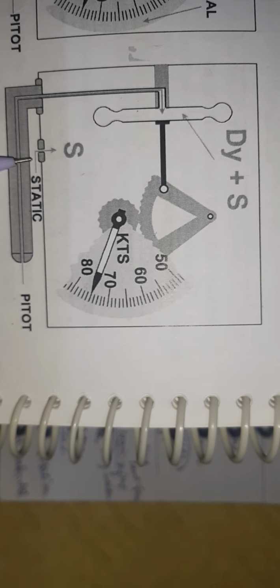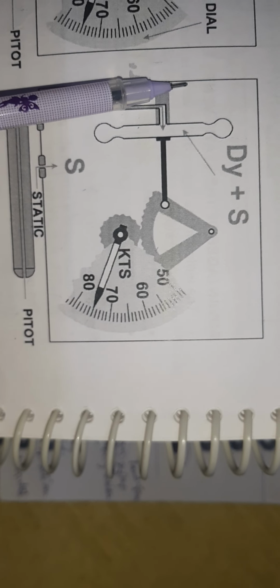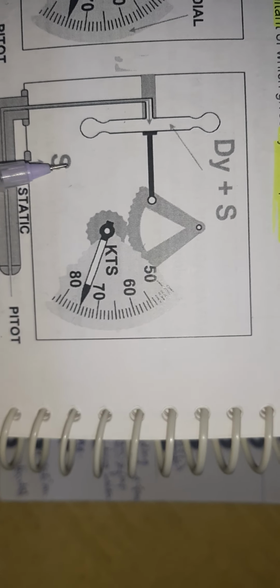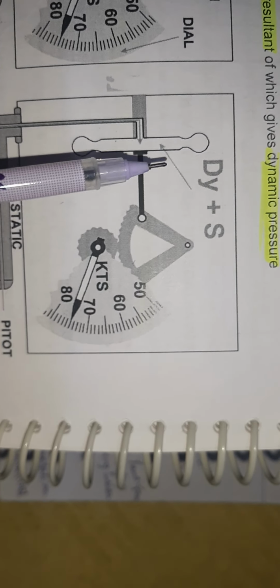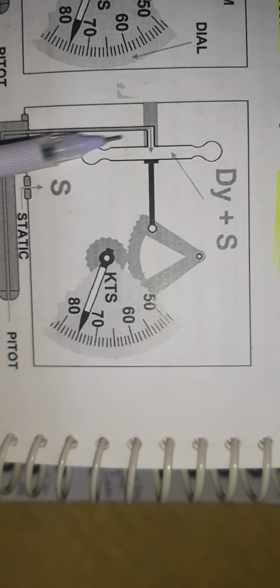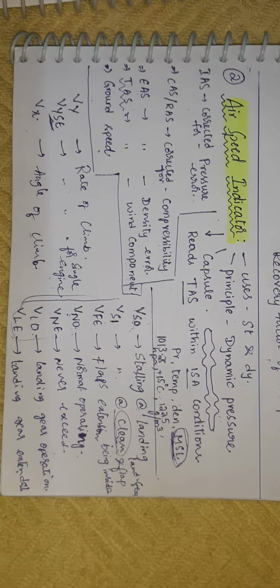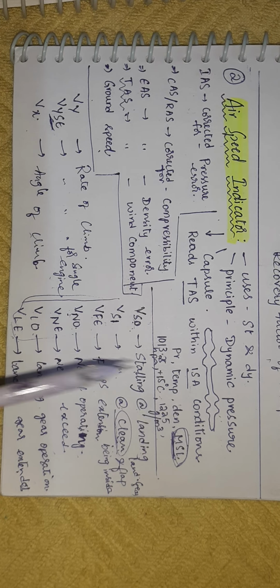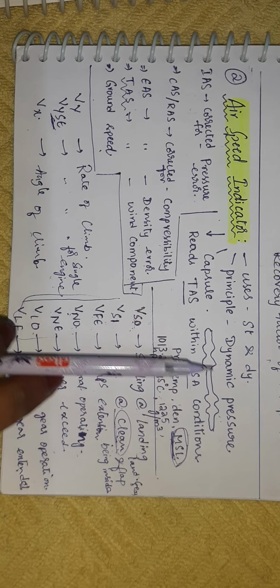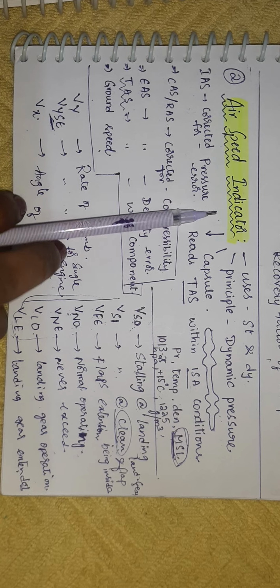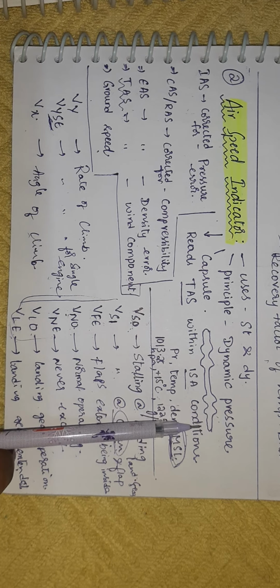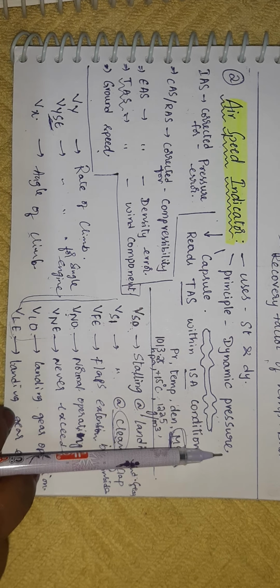Here we have a pitot tube, and here we have a static vent. Through the pitot tube, both dynamic and static pressure enter. Through the static vent, only static pressure enters. When static pressure enters, this static pressure and the static pressure inside the capsule get cancelled, and we are left with the dynamic pressure. So this way we are left with only the dynamic pressure, and the airspeed indicator uses this dynamic pressure to indicate the true airspeed.